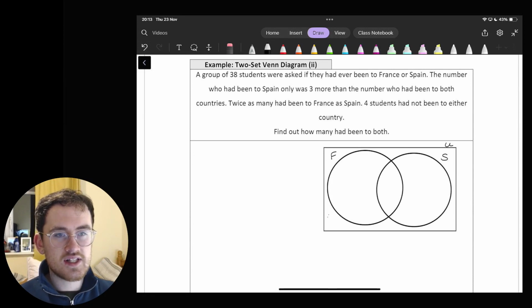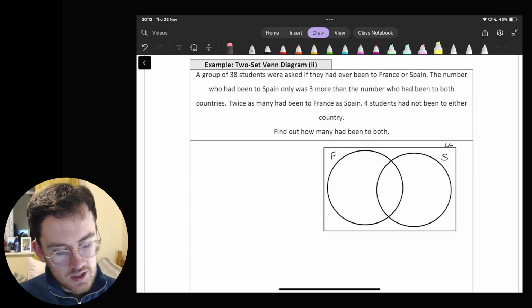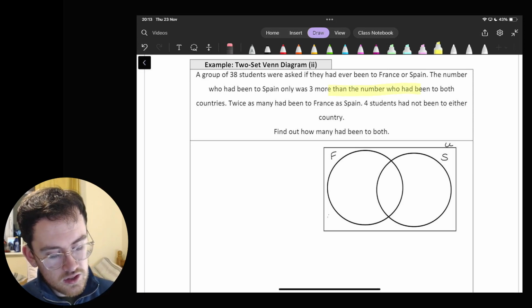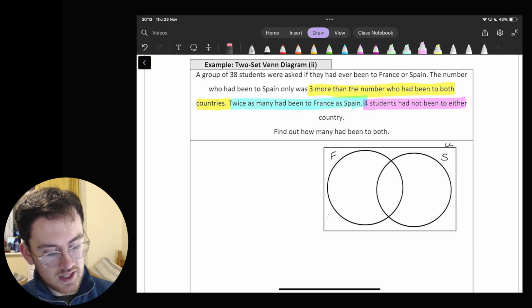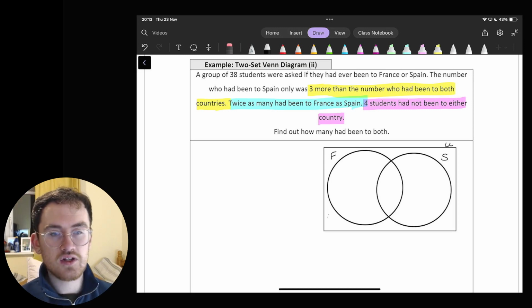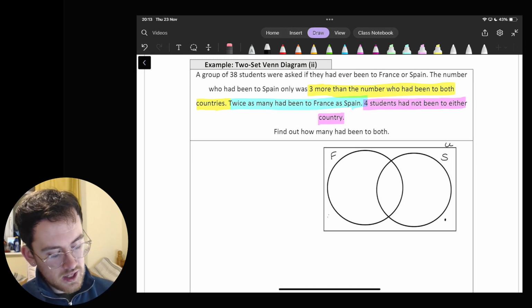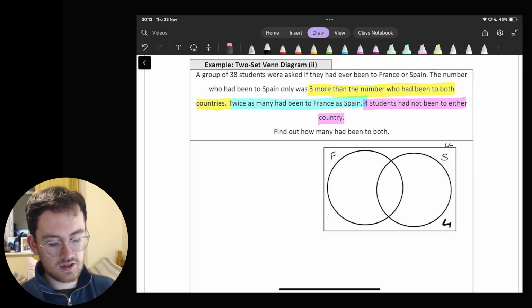So let's look at another example. A group of 38 students were asked if they had ever been to France or Spain. The number who had been to Spain was only 3 more than the number who had been to both. Twice as many had been to France as Spain. 4 students had not been to either country. So let's lay all of this information out. 4 hadn't been to either, so let's put that on the outside altogether.